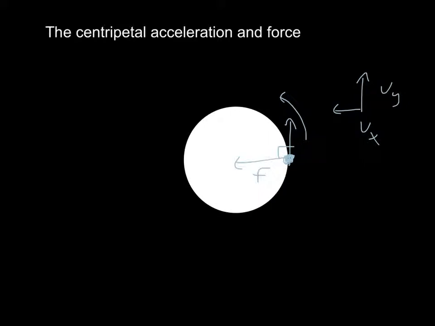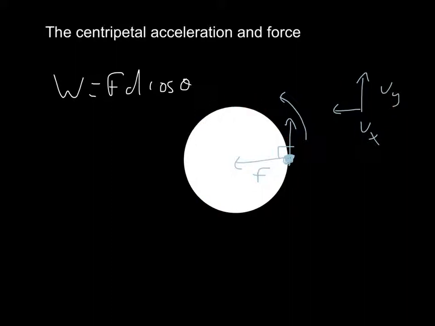Well, remember that the work is force times distance times the cosine of the angle. And in this case, the angle is 90. So the cosine of 90 is 0, therefore this force is not doing any work. What does this mean? Since it's not doing any work, it's not going to alter the energy of this thing. It's not going to give it any kinetic energy. That's why the speed remains constant.